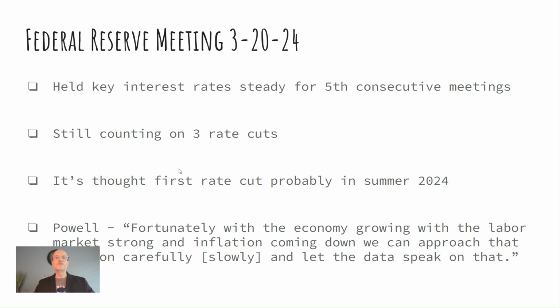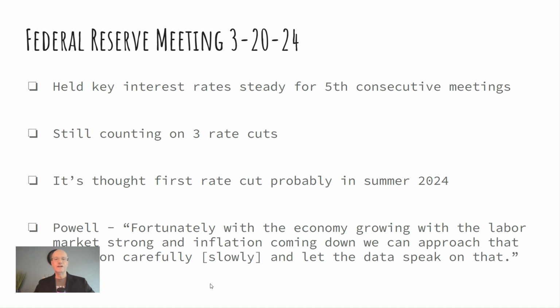So the Federal Reserve met on the 20th of March in 2024. They held key interest rates steady for the fifth consecutive meeting. They are still counting on three rate cuts, which is good news. It's thought the first rate cut will probably be in the summer of 2024.